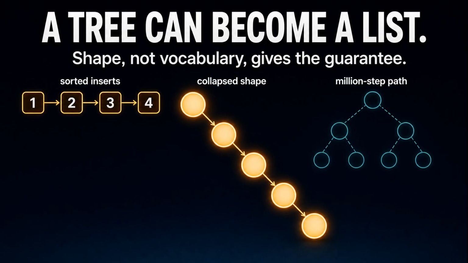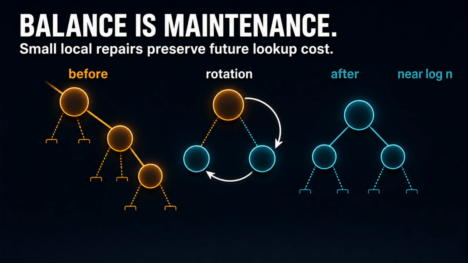Sure. So the word tree is not the guarantee. Height is the guarantee. That is the point. A balanced tree with 1,000,000 keys has a small height. The same 1,000,000 keys in a collapsed shape can have a 1,000,000-step worst path. Same values, same rule, totally different performance. Once height is the contract, balance becomes the maintenance work. After inserts and deletes, the structure does a little repair work, so the height stays near log n.